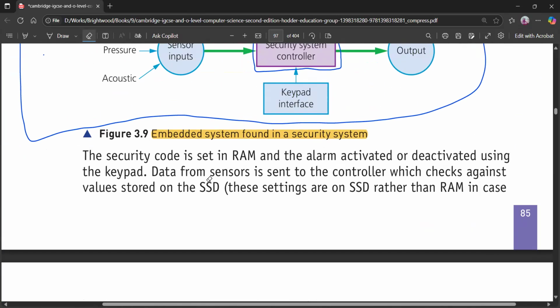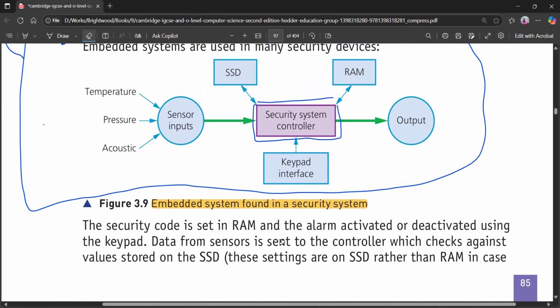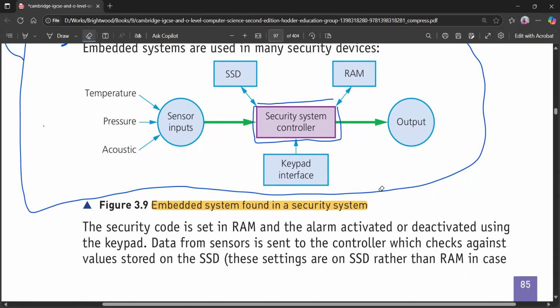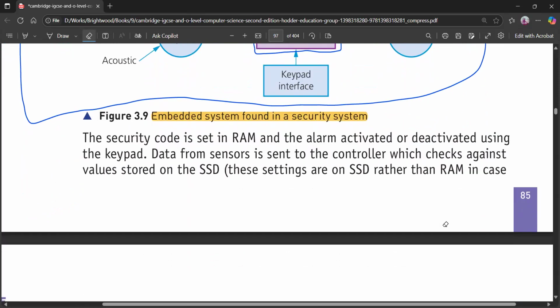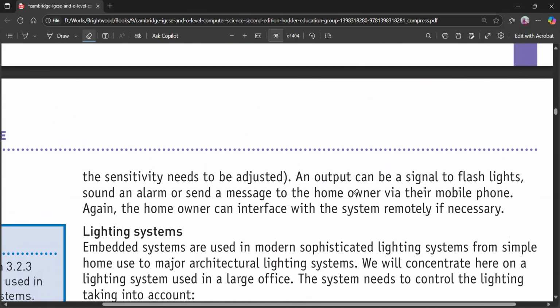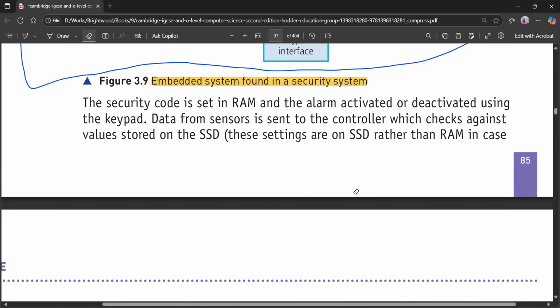Here you can see the security code is set in RAM and the alarm is activated or deactivated using the keypad. Data from the sensor is sent to the controller, which checks against the values stored on the SSD. These settings are on SSD rather than RAM in case the devices are sensitive. According to that, the output can be a signal to the flashlight, a sound, an alarm, or a message sent to the homeowner's mobile phone. The homeowner can also interface with the system remotely if necessary.